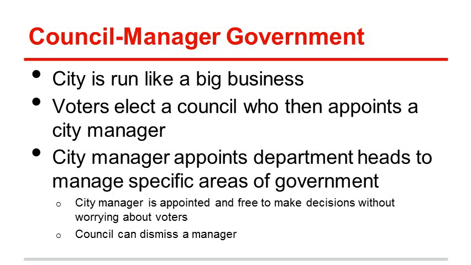The final type of city government is a council manager government. The city is run like a big business. Voters elect a council, who then appoints a city manager. The city manager appoints department heads to manage specific areas of the government.